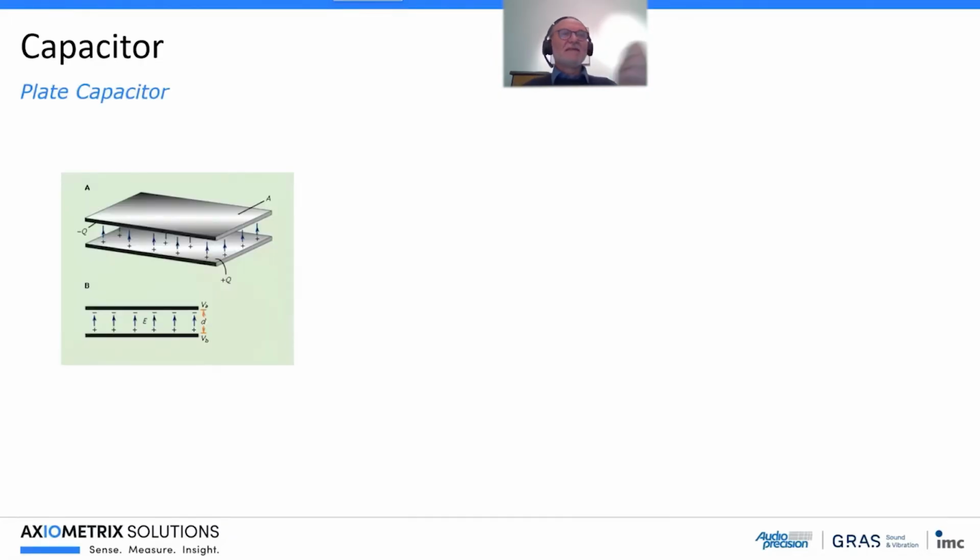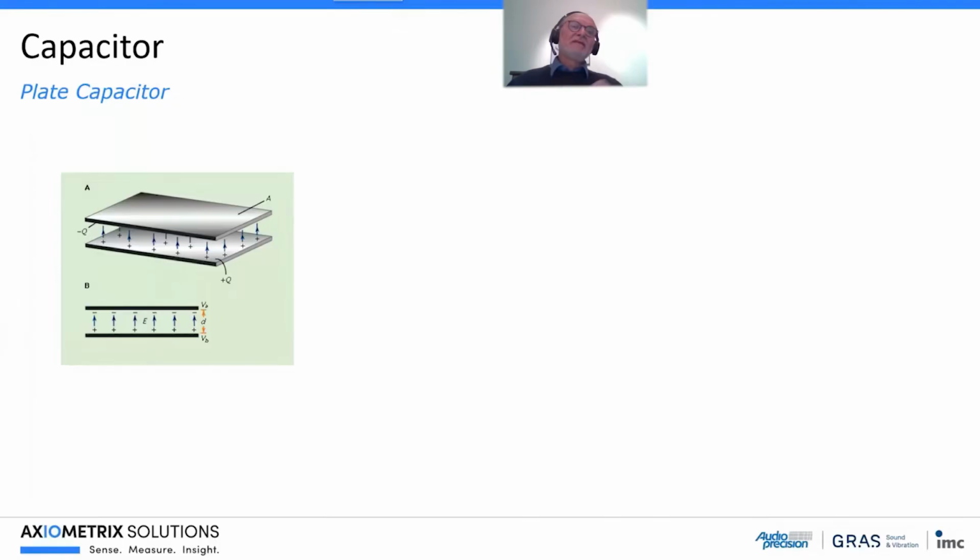As mentioned before, the measurement microphone is actually based on the capacitor principle. So let's start looking at a capacitor, a plate capacitor, as we have here on the picture. The plate capacitor consists of two parallel plates, and in between these two plates we have insulation material. It could be a plastic material, it could be oil, it could be many different things. But for a microphone, it is air. So we have air between the two plates.